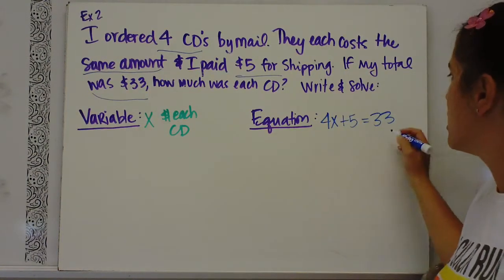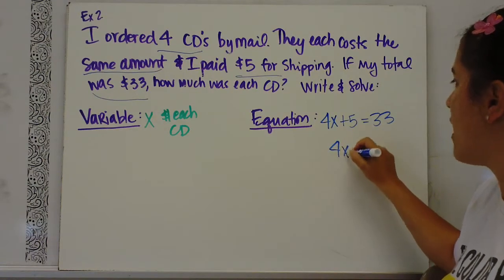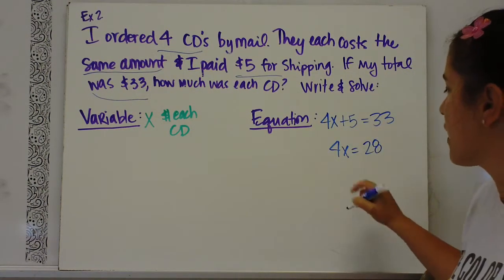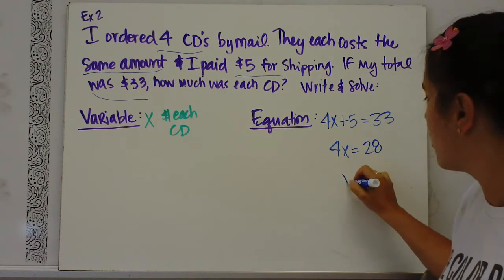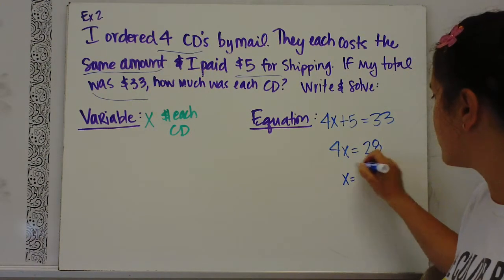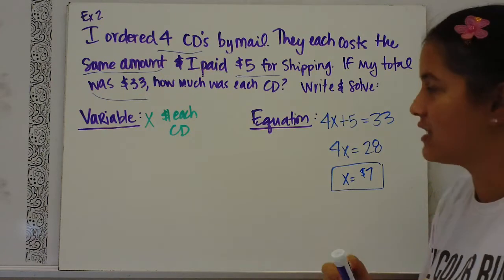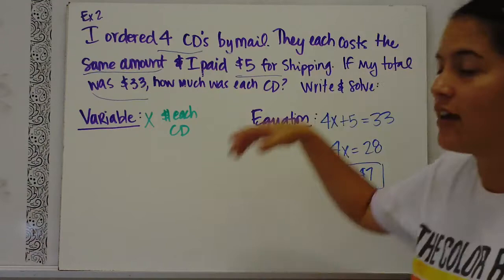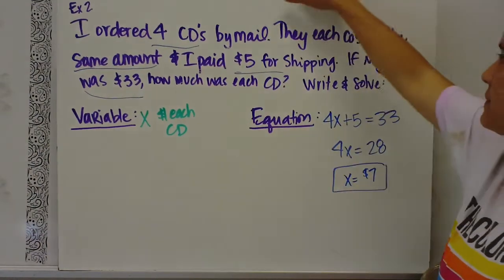Here's your equation, 4x plus 5 equals 33. To solve it, you would subtract 5 on both sides, and you get 28. Then we would divide by 4, and X is going to be $7. That means each CD was $7. Now, of course, this didn't have anything to do about tax, and we didn't talk about that.